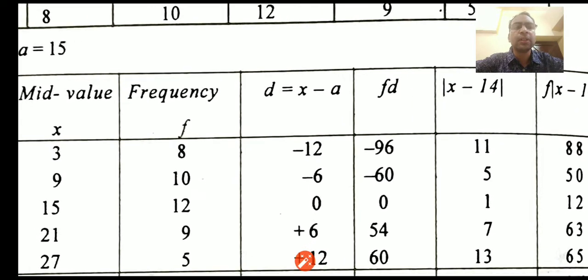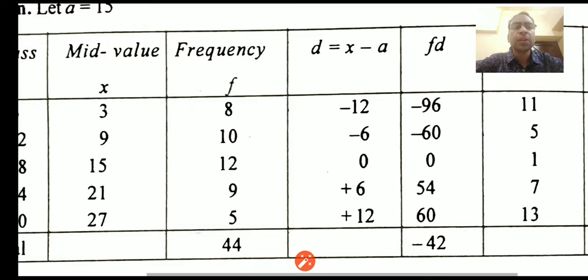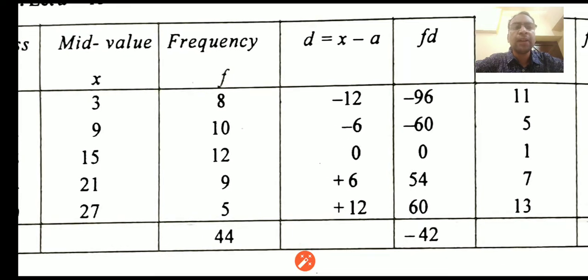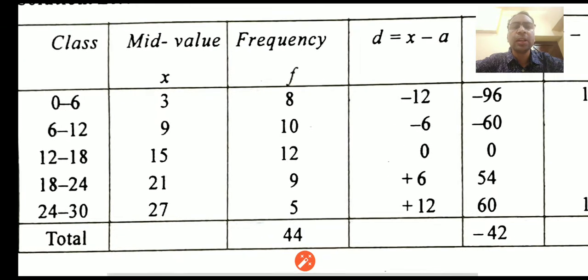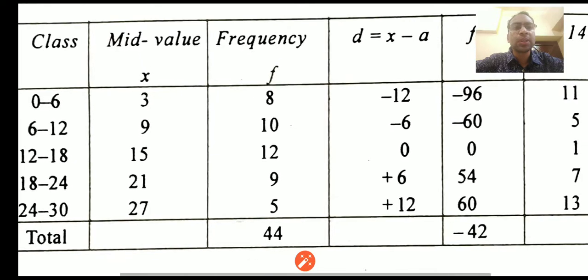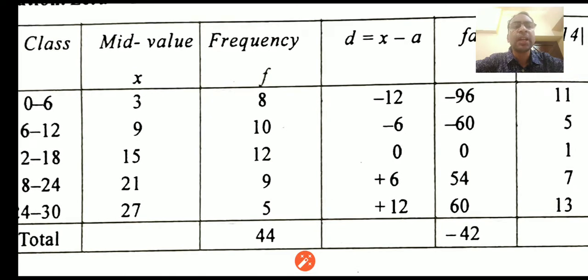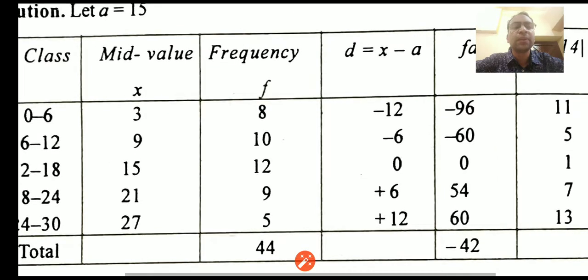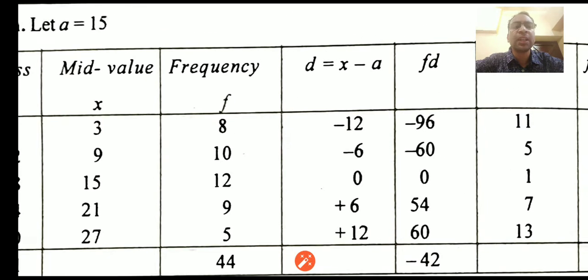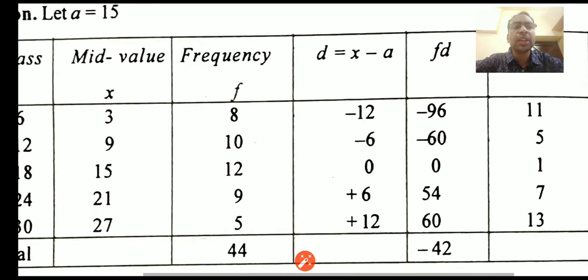We will not look at further columns till now. Using these, for the second class, the mid value is 9. The frequency is 10, and d, that is x minus a, which is 9 minus 15, is minus 6. Then we have f dot d, so f is 10 and d is minus 6 in this case. This is minus 60. In this way we'll construct all the columns till fd.